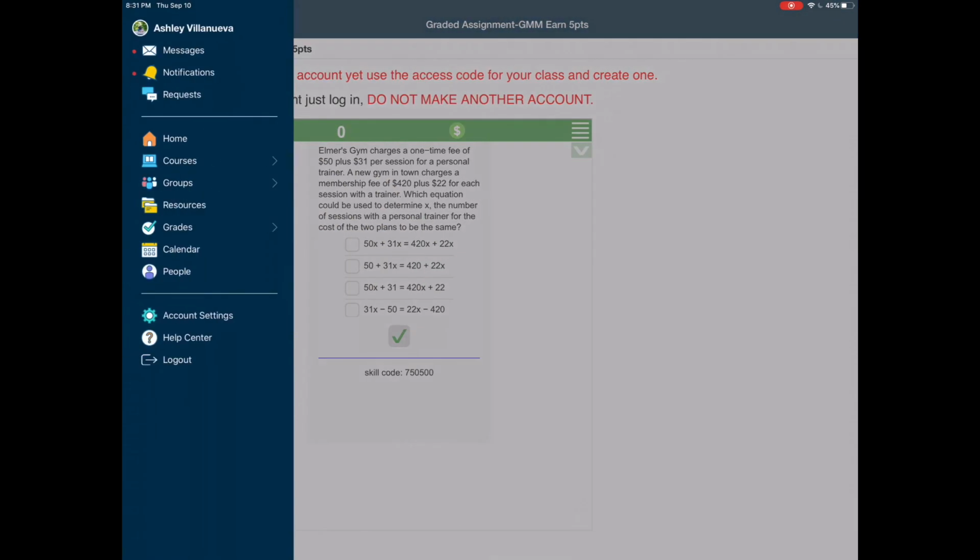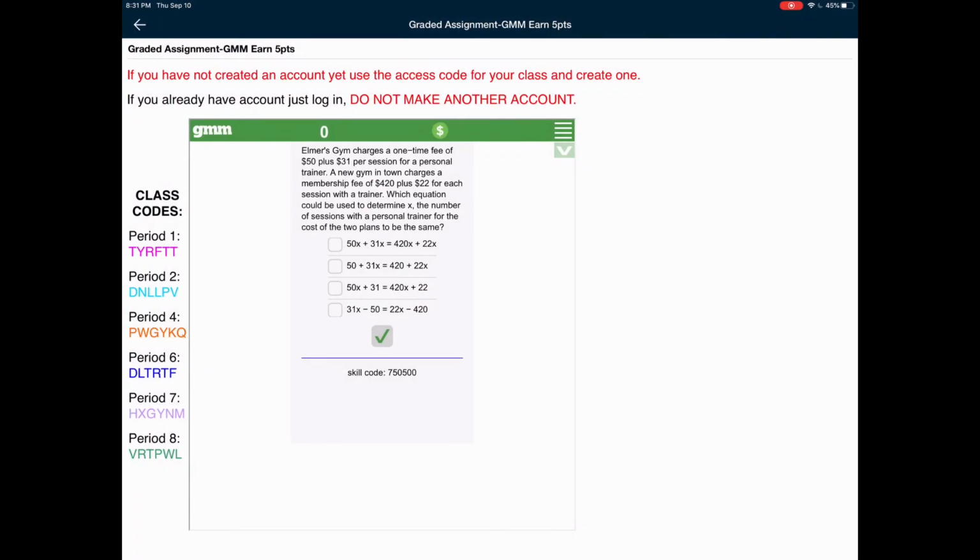But if you look here where it says GMM and then 0, I haven't earned any points yet because I haven't answered any questions correctly. If you see the dollar sign, that means that question is worth points. As soon as I click the wrong answer, it takes away that point. So you need to make sure that you earn at least 5 points today. I can see when you're earning points, and how many daily points you earned. In order for you to get a participation grade, I need you to earn 5 points today. Friday, September 11th.